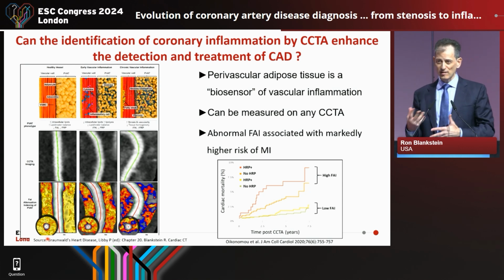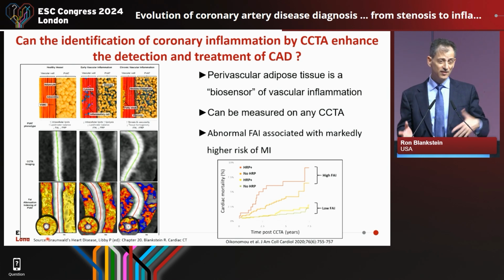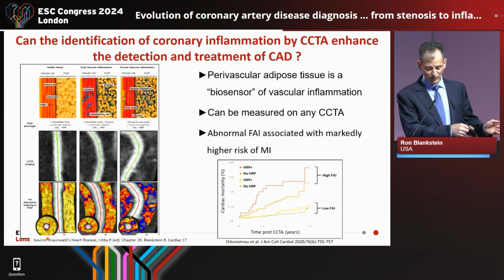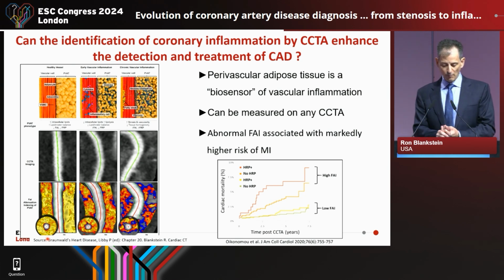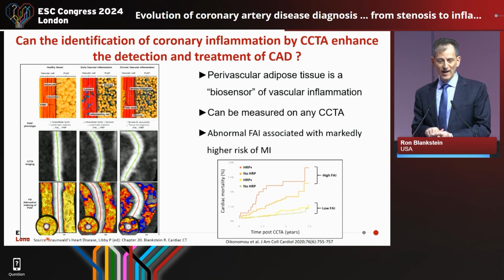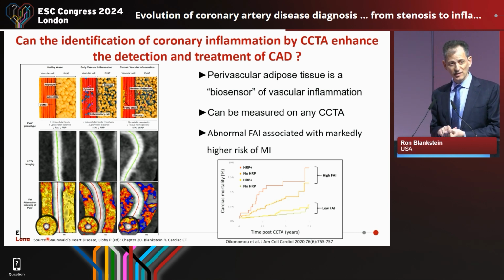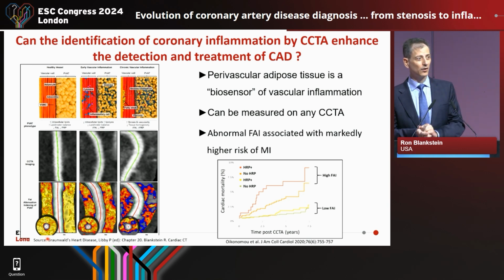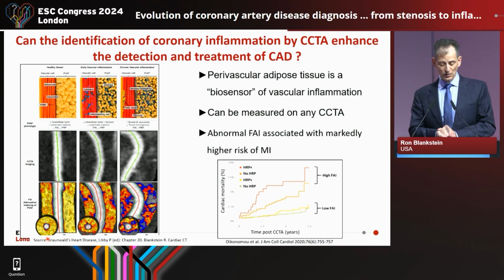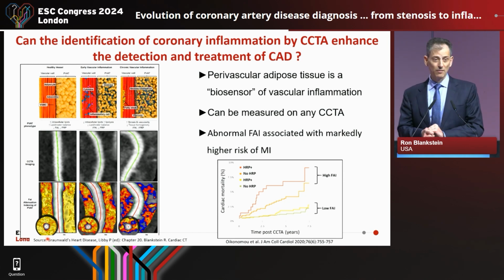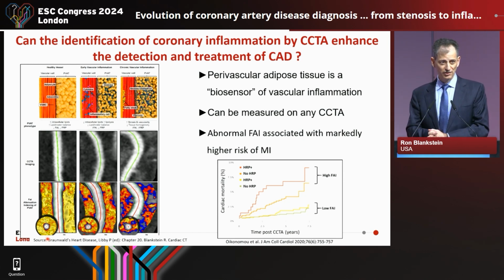This is something that we can now measure on every coronary CTA. You don't need to do anything special during the acquisition. You can take any CTA that's been acquired and perform this analysis. And importantly, having an abnormal fat attenuation index is associated with a much higher risk of a myocardial infarction, and this is incremental on top of amount of plaque and high-risk plaque features. So this is a very exciting technology.